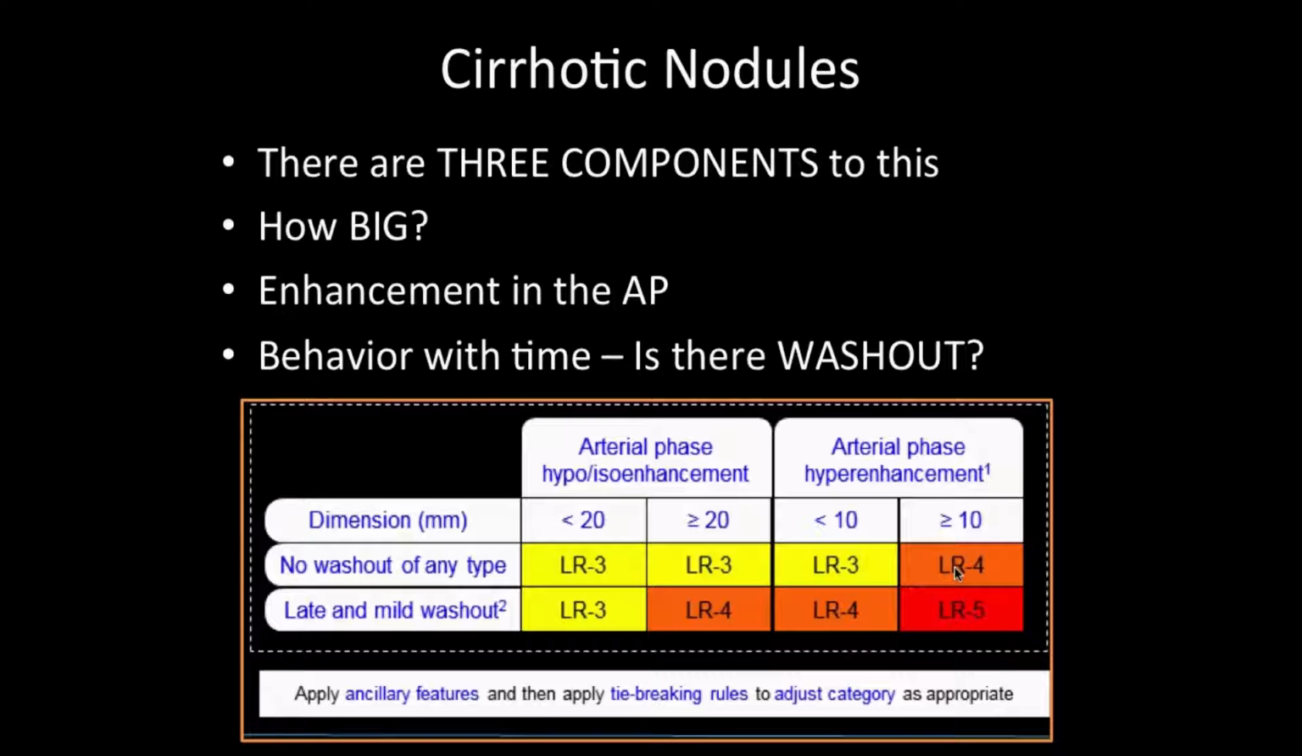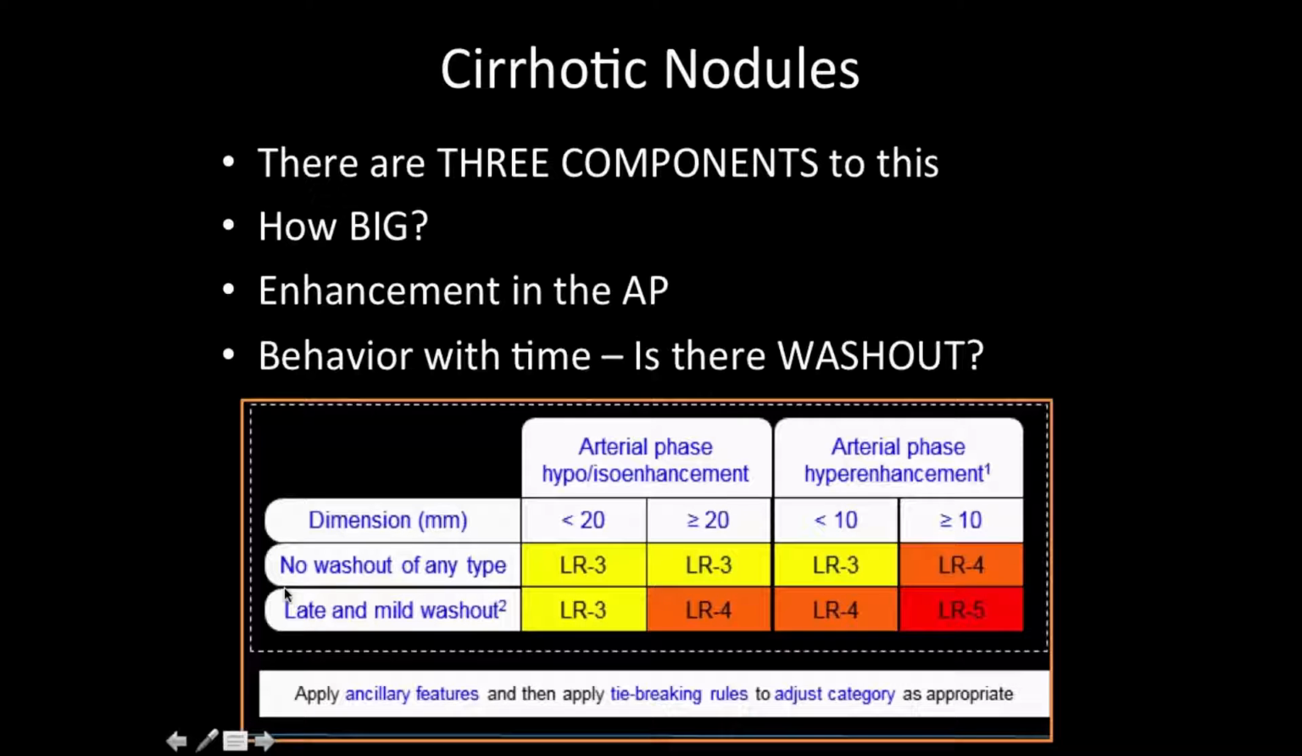And so what are the things that we look at when we're looking at this spectrum of nodules? Well, there are basically 3 components to the evaluation. The first is how big is the nodule. The second is what happens in the arterial phase. Does the lesion have hyperenhancement, which makes us start to be suspicious of an LR5 lesion or HCC? Or does the lesion in fact show hypo or iso enhancement in the arterial phase? Additionally, we look at the behavior over time, and what we're looking for is, is there washout?